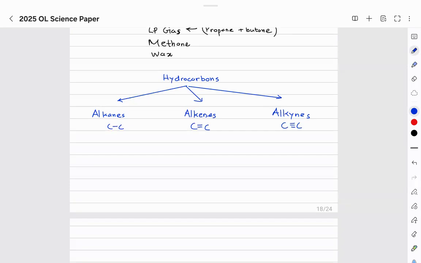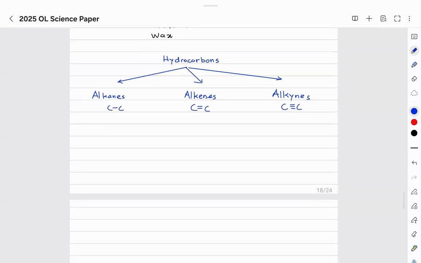Now we are going to discuss alkanes. In your textbook, they have discussed alkanes, right? So you have to understand that in alkanes, only single bonds are present between carbon-carbon atoms.